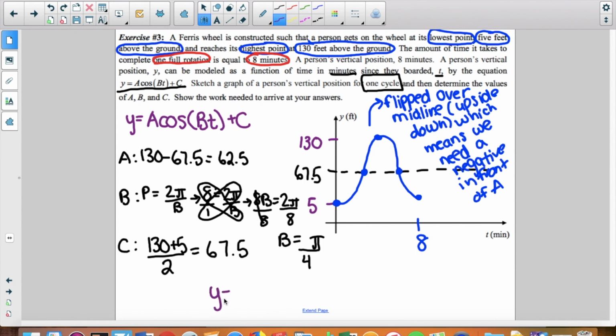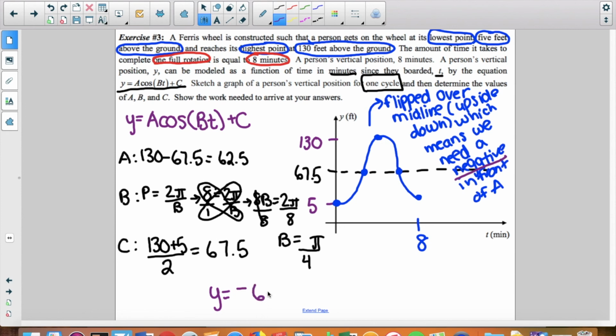So y equals, keep in mind, we need the negative because it's flipped over. Think about it in the context of the problem, okay? The person gets on a Ferris wheel at the lowest point, which is why we started the graph at 5 instead of 130. You're not getting on a Ferris wheel at 130 feet above the air, okay? You're getting on at the bottom. So that's why we need that negative.